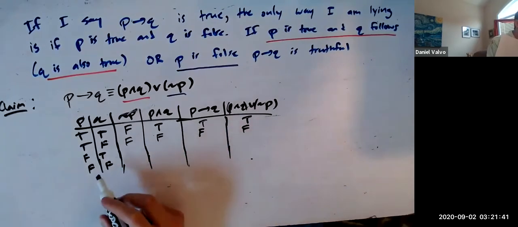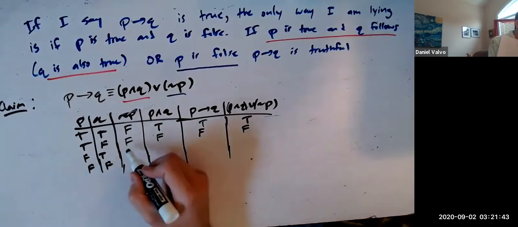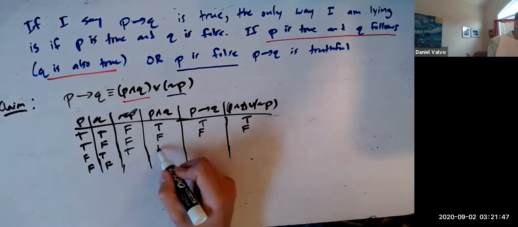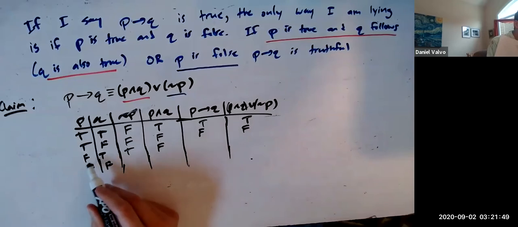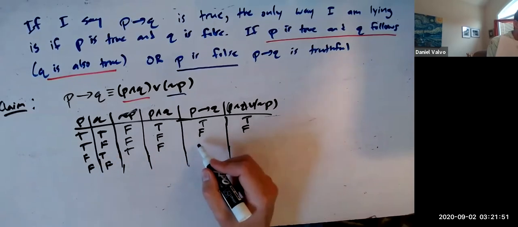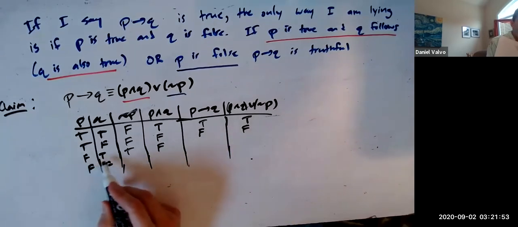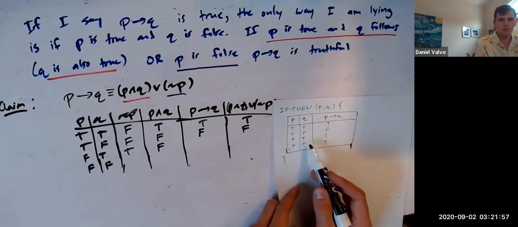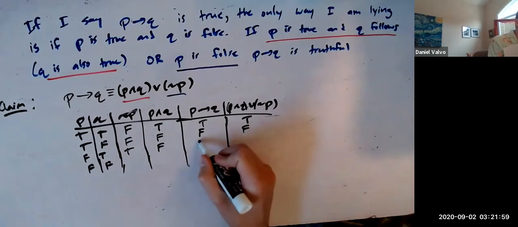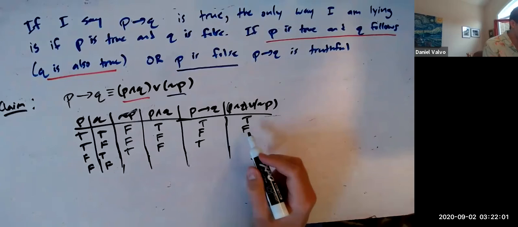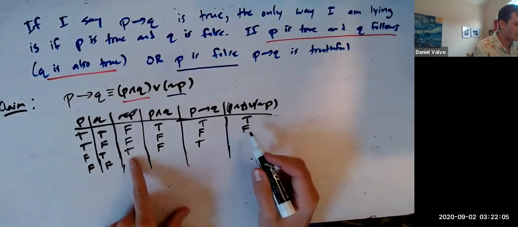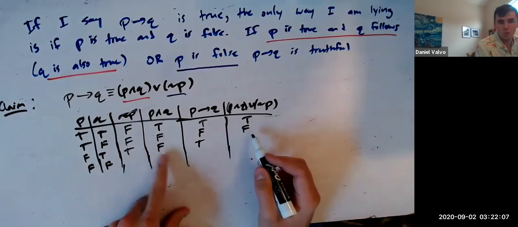If we keep going here, here we have P is false and not P is true. P and Q is false because not both of them are true. P implies Q is going to be vacuously true in this case, right? Because P was false and Q was true. The hypothesis was false, so we consider it vacuously true. And then P and Q or not P, well, it's going to be true because not P is true. One of them is true.